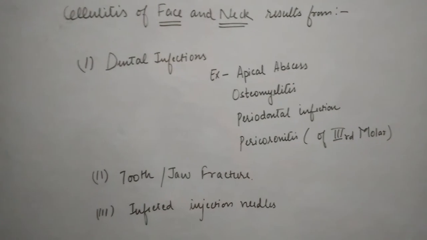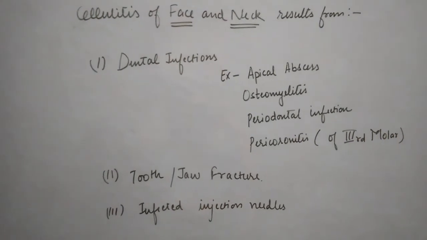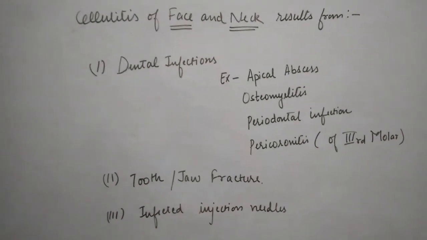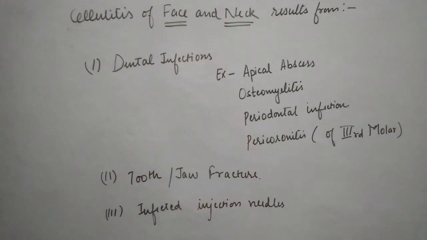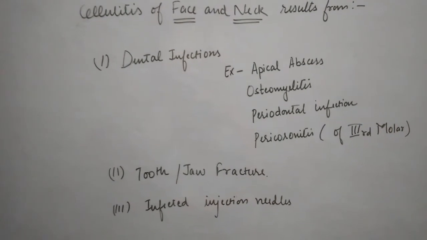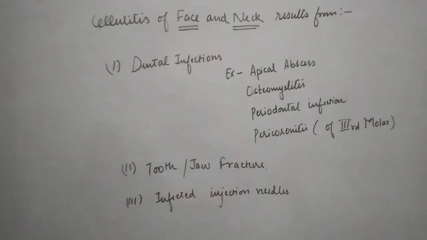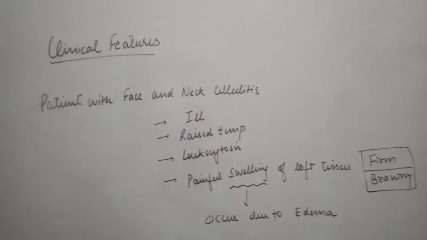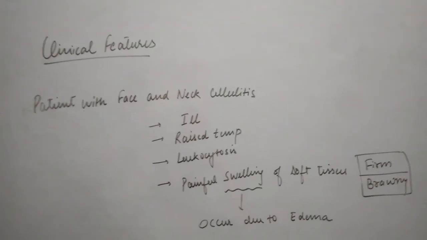For example, apical abscess. Any sequelae of apical abscess can be responsible for this. Osteomyelitis, that is bone infection. Periodontal infection, any kind of periodontal tissue infection. And pericoronitis, which occurs of the third molar, maybe a partially impacted or partially erupted third molar. So these are the dental infections through which it occurs. Along with this, tooth and jaw fractures are also responsible, and sometimes the usage of infected injection needles is also responsible.